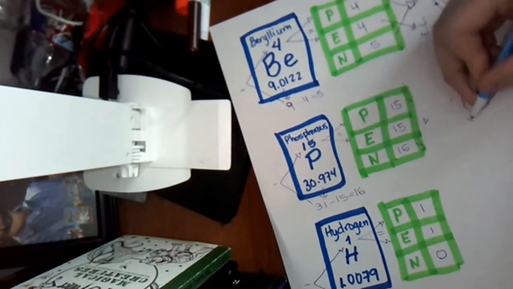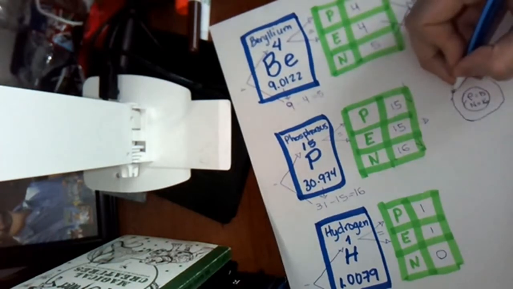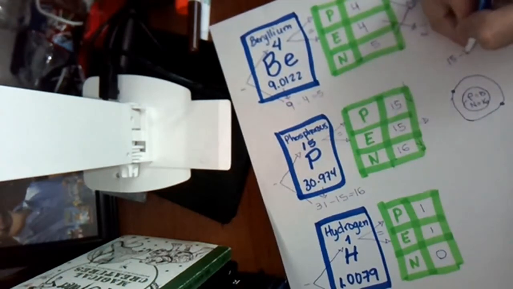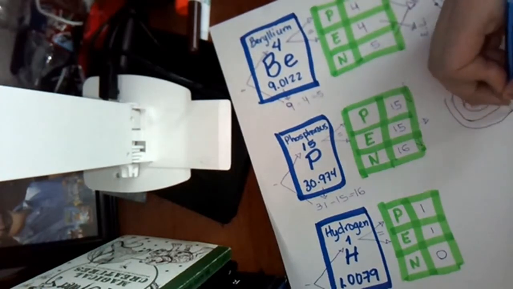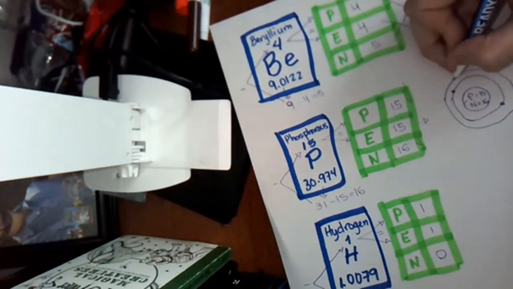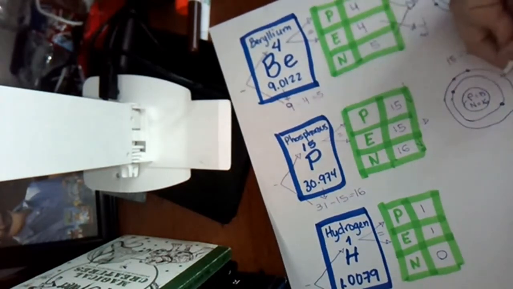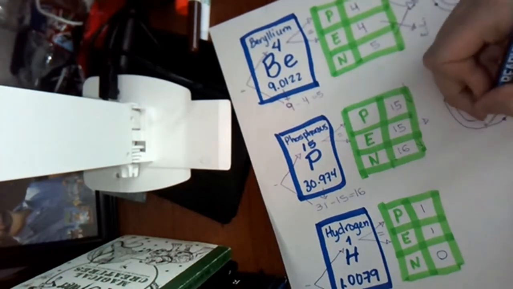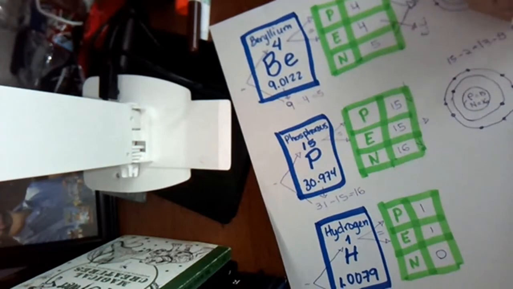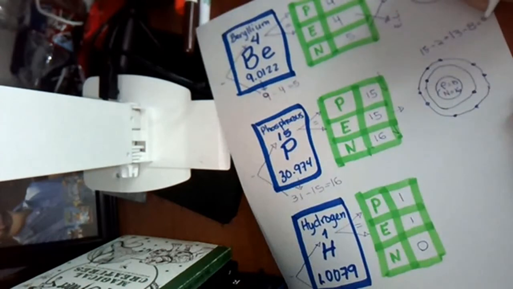Again, remember, first ring, we can fit a maximum of 2. So we draw our 2. 15 minus the 2 we already did, we're left with 13. So on the second ring, we can fit 8. 8 is less than 13, so we can fit all of them. 1, 2, 3, 4, 5, 6, 7, 8. Okay, so we drew another 8. What we have left, 13 minus 8, is 5.